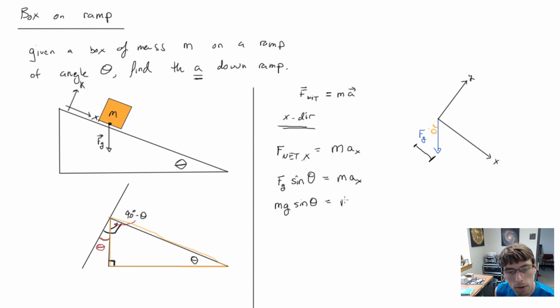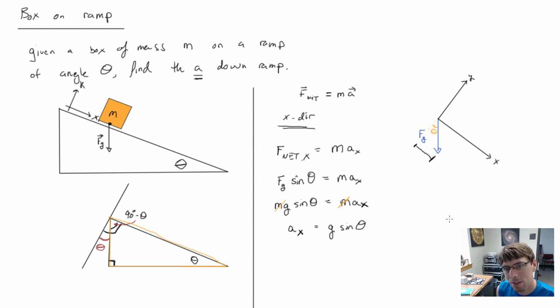And this will be equal to the acceleration that the box experiences. We say, oh, goody, we can cancel out the masses. And so we end up with an expression that says the acceleration down the ramp in the x direction is equal to the acceleration due to gravity times sine of theta.